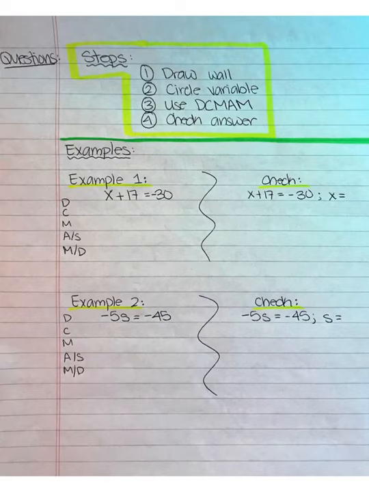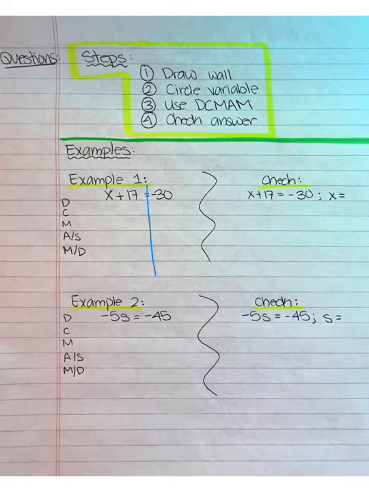I want you to notice that I already wrote for you DC MAM on the side. Again, this is our checklist to tell us the order in which we do things. So I want you to write it for every single one. So now I'm just following my steps. Step one, draw my wall. Right down through the equal sign, I'm going to draw a line that separates my equation into the left side and the right side.